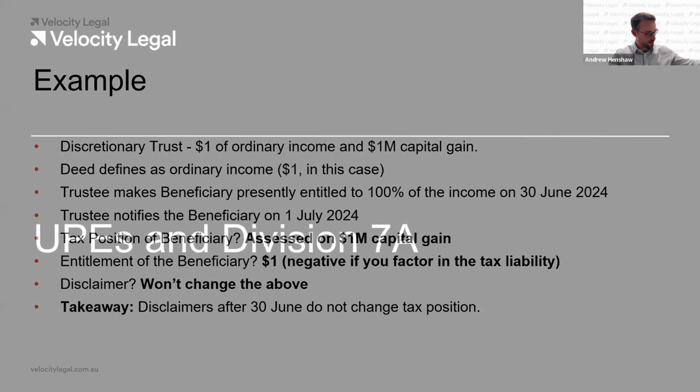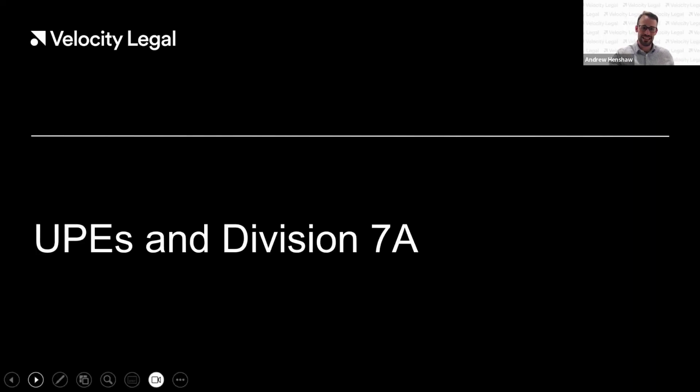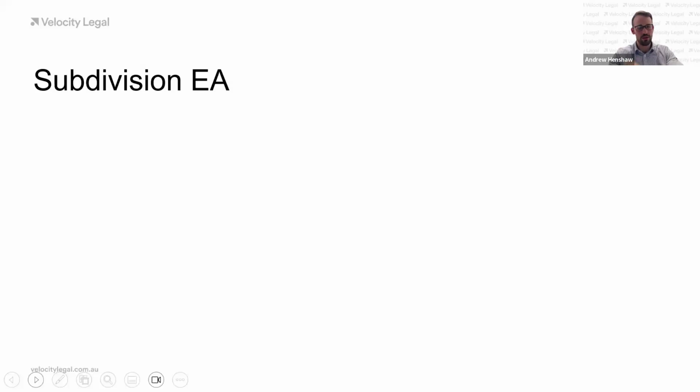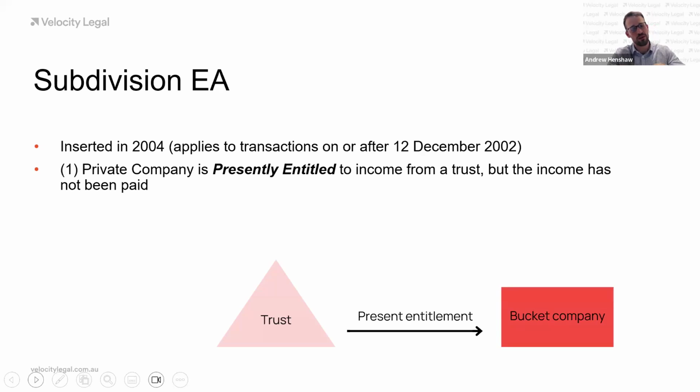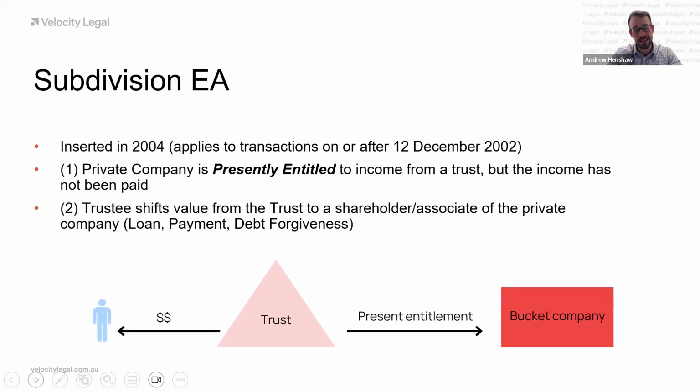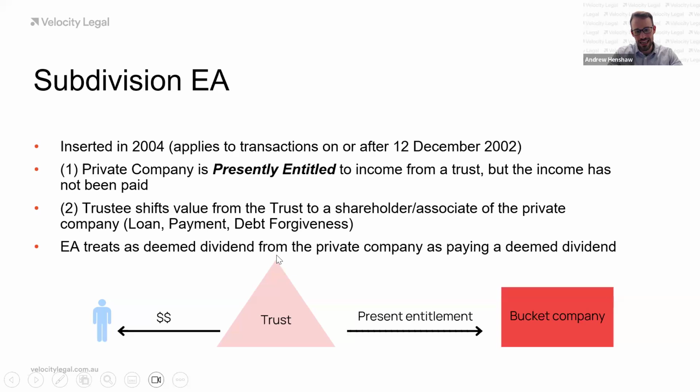Finally, I want to leave some time for questions and takeaways. Just quickly on UPEs and Division 7A. I just wanted to do a little bit of a reminder about subdivision EA of Division 7A. Now, this was inserted in 2004 and it applies from 2002. How it applies is it looks at where a private company is presently entitled to income, but hasn't been paid that income. What's happened is the money's gone elsewhere. It's gone to a shareholder or an associate of a shareholder of the private company, whether as a loan, a payment, a debt forgiveness, all those sorts of things. And what it does is it treats a deemed dividend as arising between the private company and the end individual or trust.